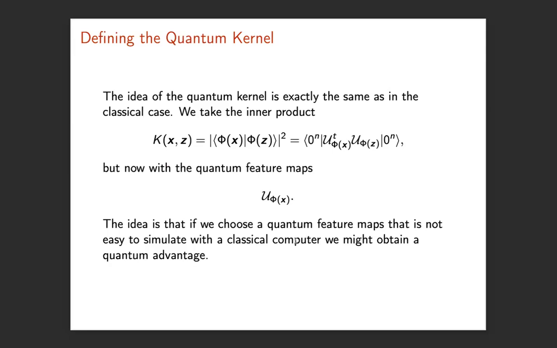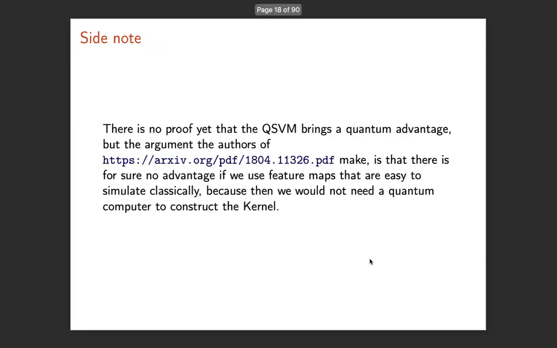So basically the kernel then is simply going to be given in a traditional way by these transformations which you see here. And the idea is that we choose a quantum feature map that is not easy to simulate with a classical computer. We may actually obtain a quantum advantage. This is actually a debate, and there is no proof yet that the quantum support vector machine brings a quantum advantage. But there is an argument, if you go into this article here, that there is for sure no advantage if we use feature maps that are easy to simulate classically, because then we would not need a quantum computer to construct a kernel.